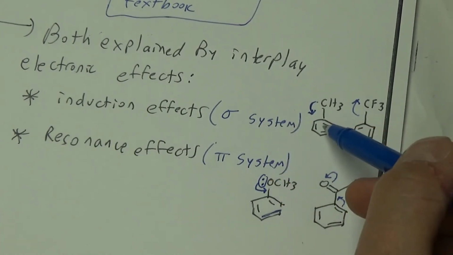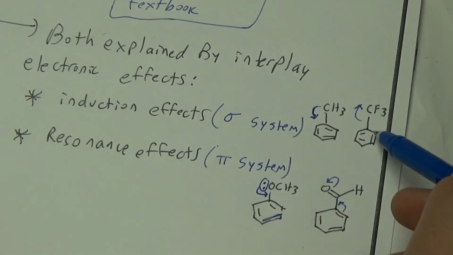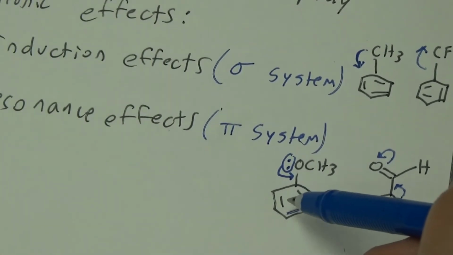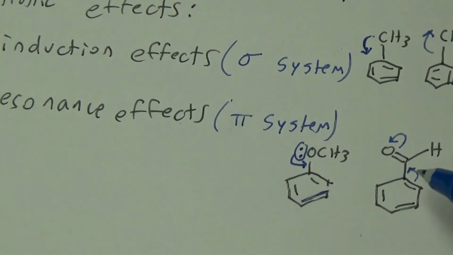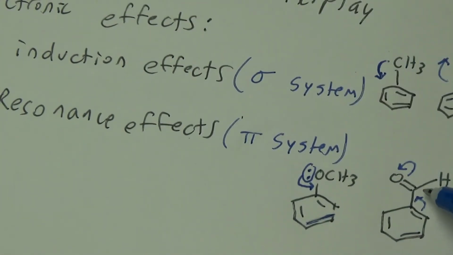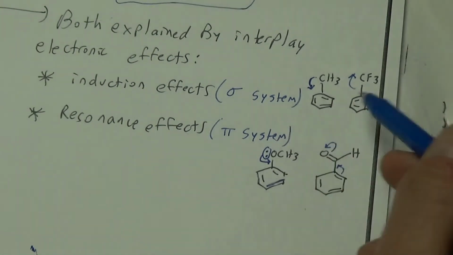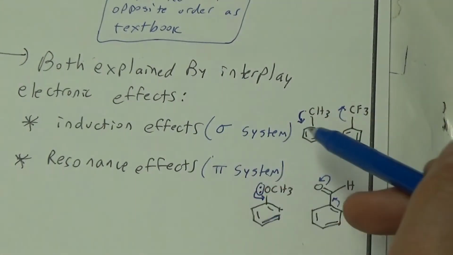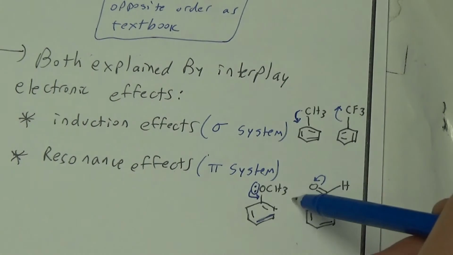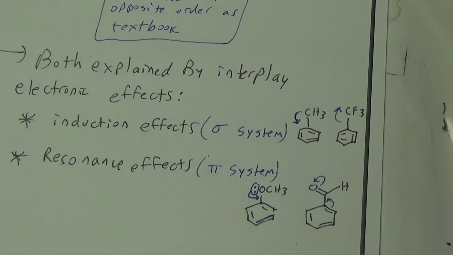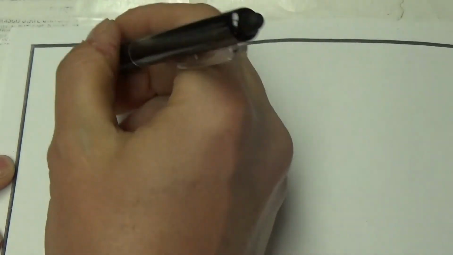Methyl is donating by induction. Trifluoromethyl is withdrawing by induction. Methoxy, OCH3, is donating by resonance to make a pi bond. And aldehyde is withdrawing by resonance, pulling electrons through the pi system. If you get these, this is a good start to learn everything else in the chapter. Inductive effects: donating, withdrawing. Resonance effects: donating, withdrawing. All right, so that was number one, the overview.